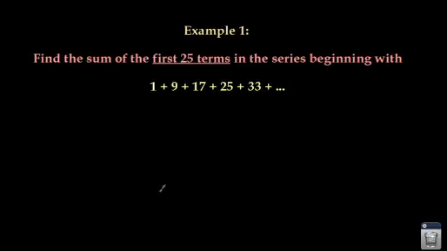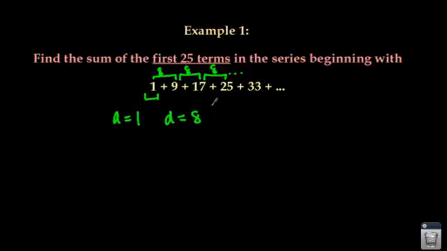The first example says: find the sum of the first 25 terms in a series beginning with 1 plus 9 plus 17 plus 25 plus 33, and so on, all the way until we have 25 terms. We're going to start by listing, just like we did when we found the last term. Our first term has a value of 1, so A equals 1. Next, we need our common difference. Going from 1 to 9 is 8 units, 9 to 17 is 8, 17 to 25 is 8, and so on.